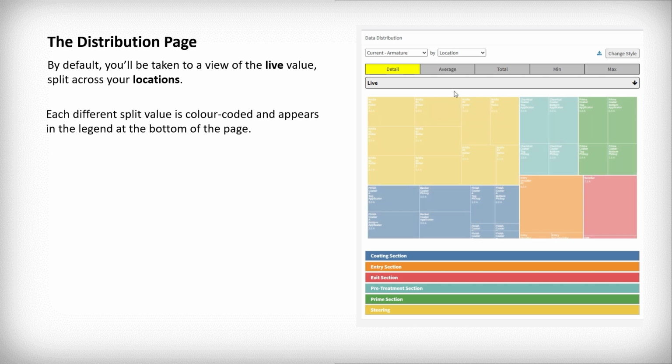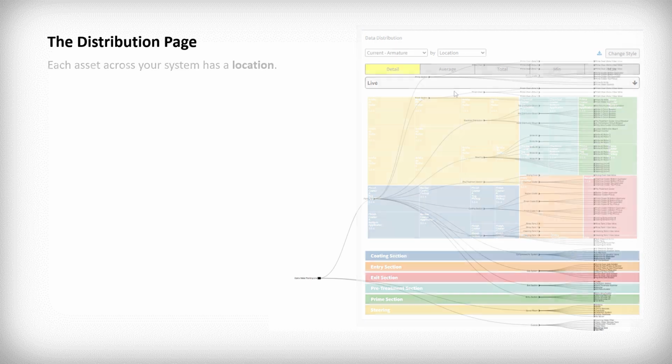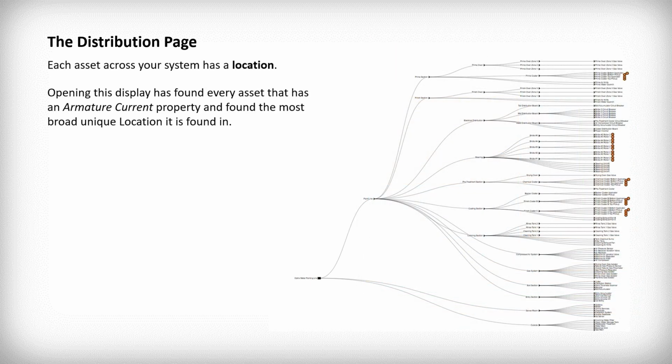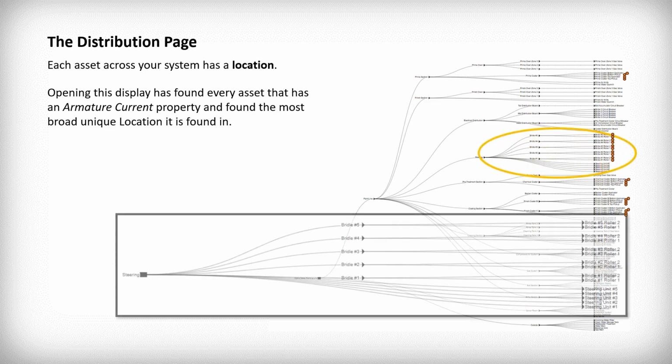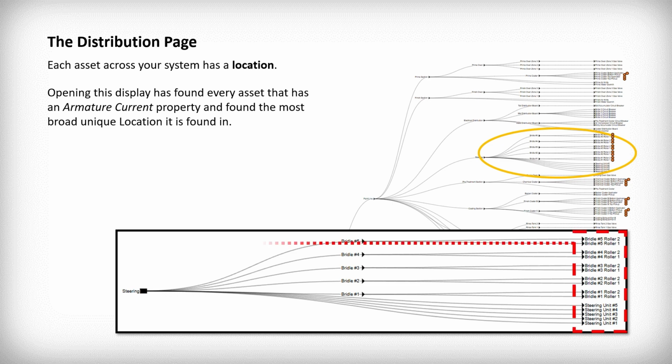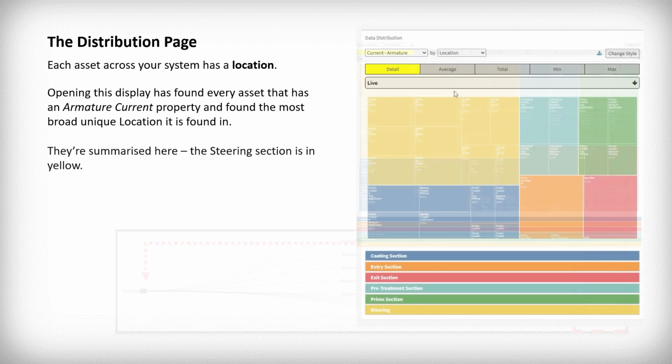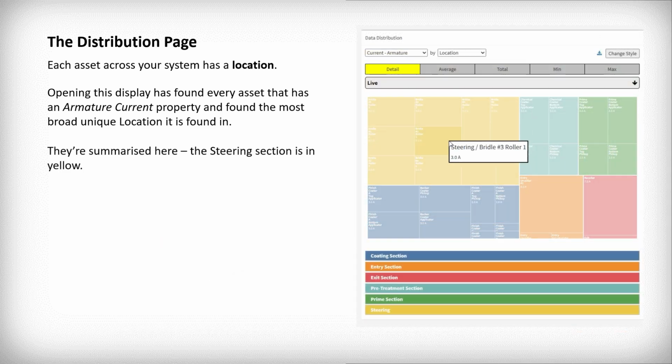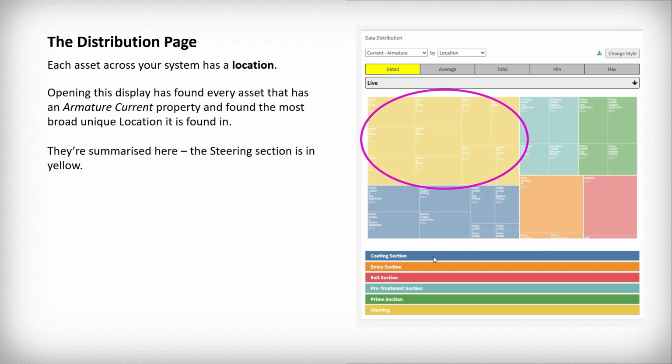The values are split and color-coded based on their location, so you can see the relative amount of power being consumed by each part of the process. Each asset fits into your location hierarchy. The add-on follows these relationships to find where each of the electric drives fit. In this example, the drives that are part of the bridles are all found to be inside the steering system. Going back to our tree map, you can see the steering system here in yellow.